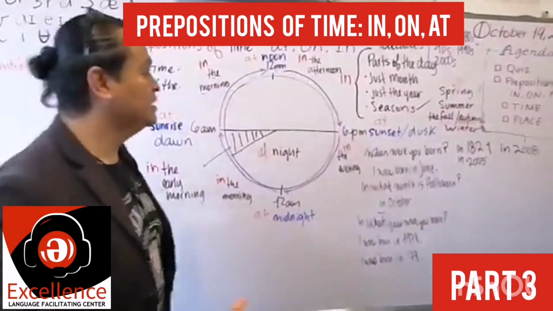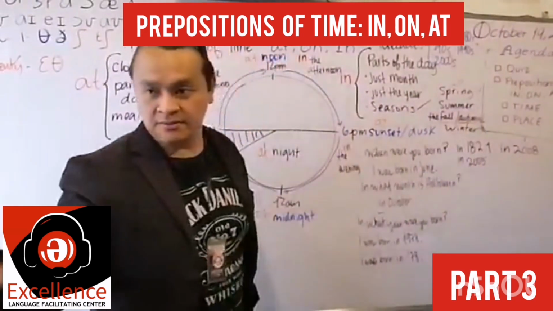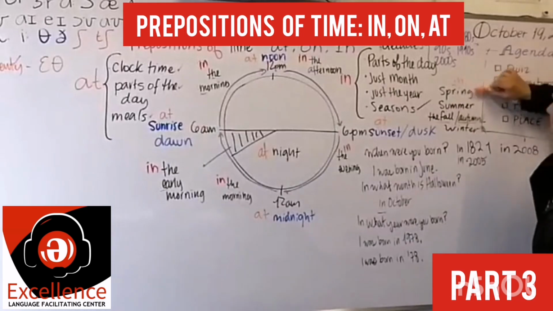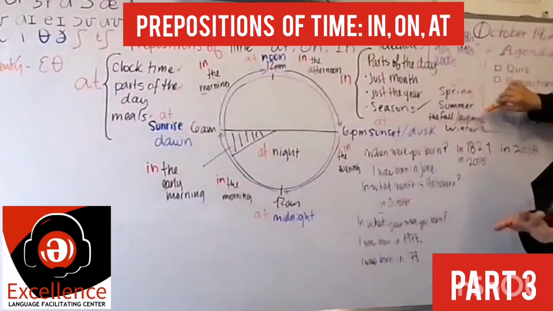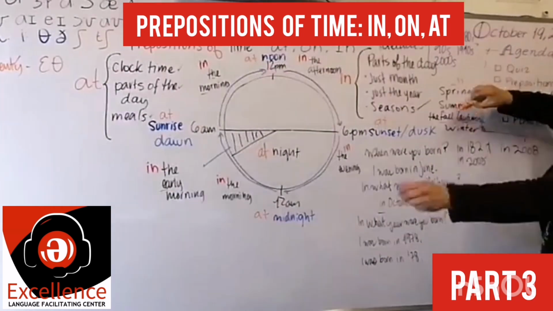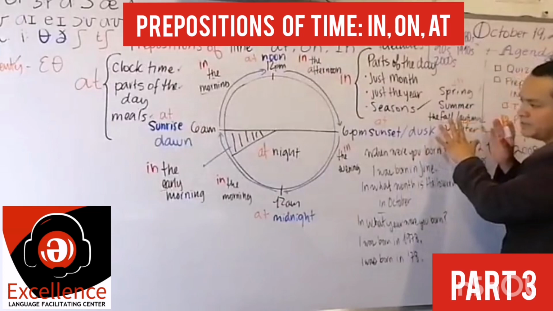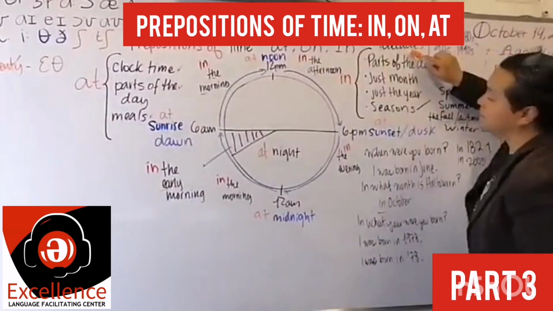There you go. Good. We also use in for the seasons. So we say what? In spring, in summer, in the fall, in autumn. Just autumn. In winter. Or you can say in the winter as well. Are we good with this? Okay, great.